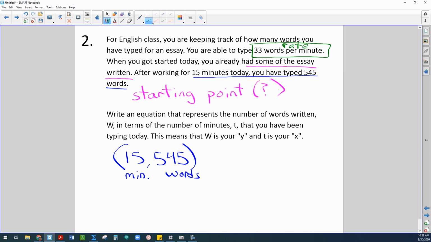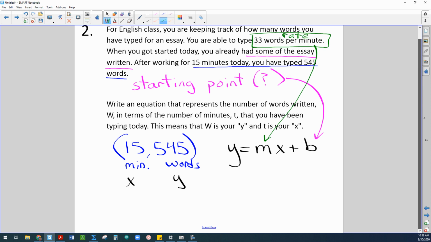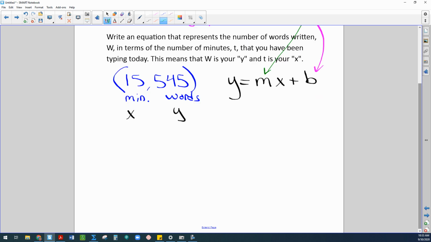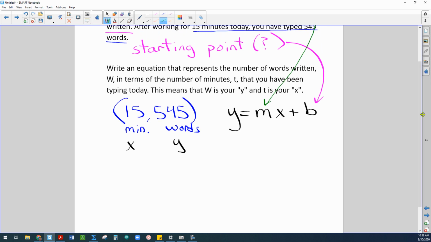So if we use our equation with a rate and a starting point, y equals mx plus b, we can plug in x and y for our minutes and our words, and we have our rate up there in green, and we can solve for the starting point. Because right now we don't know the starting point. So you didn't type all 545 words in 15 minutes. That's too big. You're only doing 33 words a minute, but you total have 545. So we'll plug in our numbers.